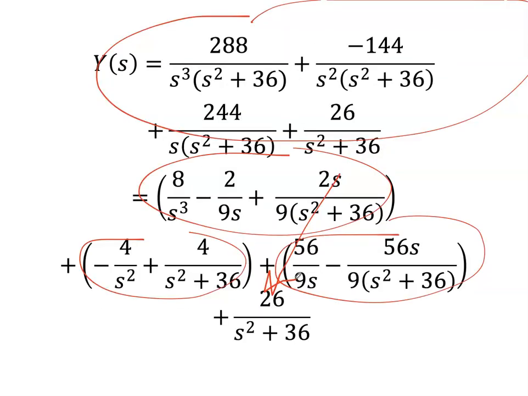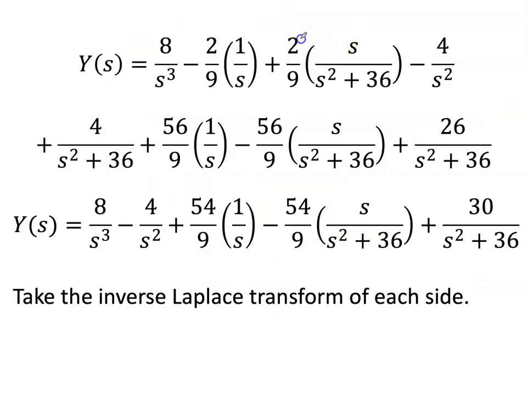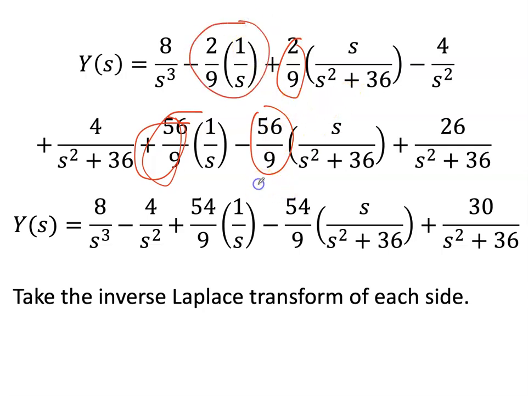Okay, so what we can do is pull some things out. We can write this as, for example, 2/9 times 1 over s. Now you pull out the 2/9 from this expression, pull out the 56/9 from this expression and this expression, and you can combine expressions. So for example, you can combine 56/9 times 1 over s with minus 2/9 times 1 over s, and you end up with 54/9 times 1 over s. Similarly, we get minus 54/9 times s over s squared plus 36 plus 30 over s squared plus 36.